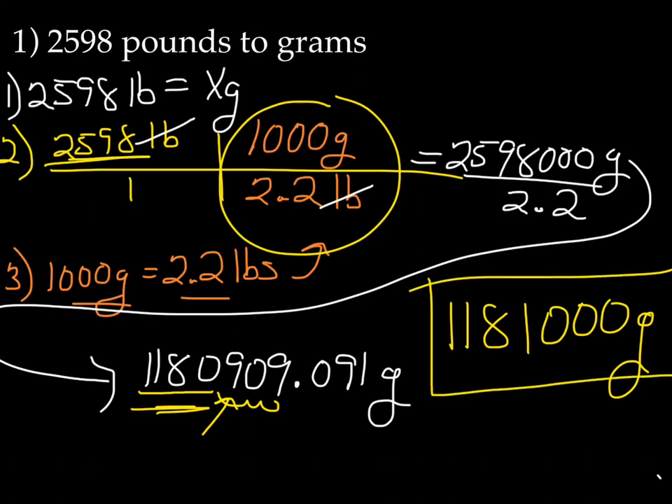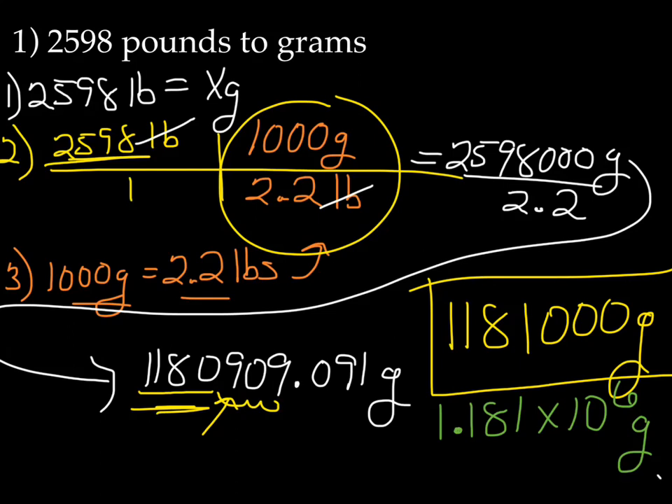In scientific notation, we have to have 1.181 times 10 to the, how many times did we move the decimal to get it there? 10 to the 6th. And because the number in yellow is bigger than 1, it's a positive exponent. So that's our answer in scientific notation.